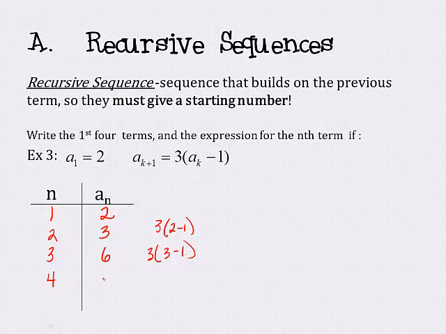To find my fourth term, I'm going to take 3 times, what was my previous term? 6 minus 1. 6 minus 1 is 5 times 3 is 15. So this is what the formula is helping me do. Take the previous term, subtract 1, then multiply by 3 to get the next term in line.